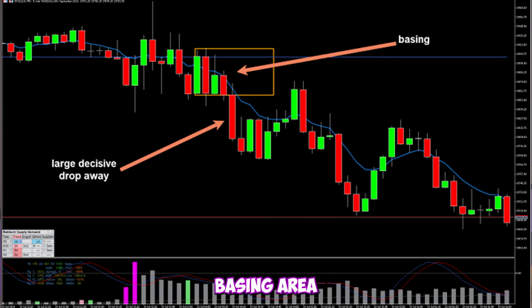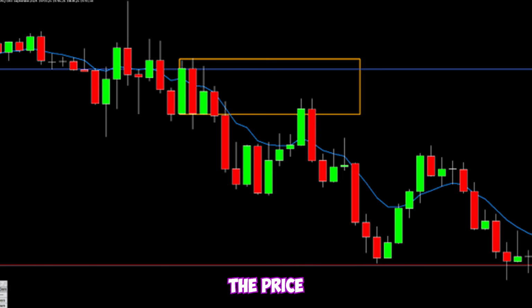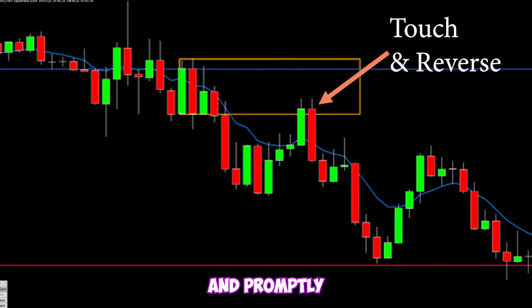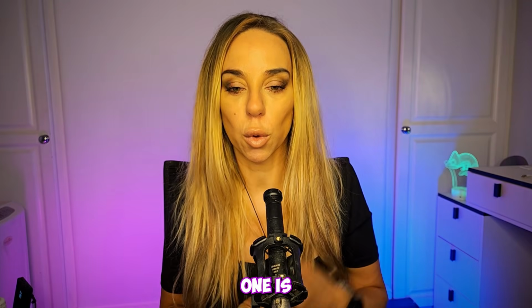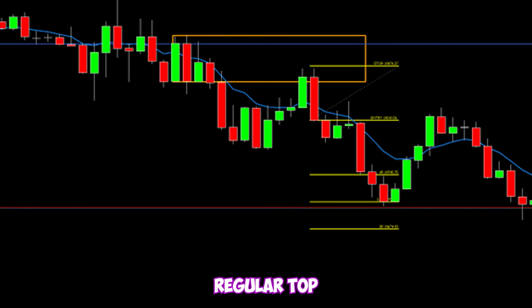Now let's extend this basing area to the right of the chart. Oh look, the price touched it and promptly reversed, giving us a nice extended push down. Now, there are three ways to spot these reversals. One is to wait for a confirmation reversal pattern using only regular top-of-book price charts. In this case, we have a 2-bar reversal pattern.